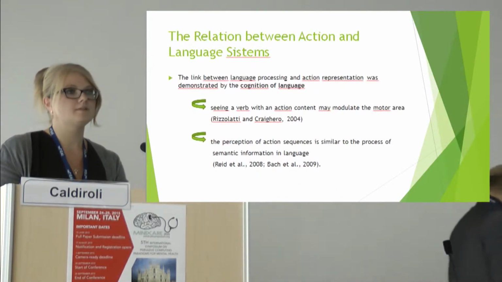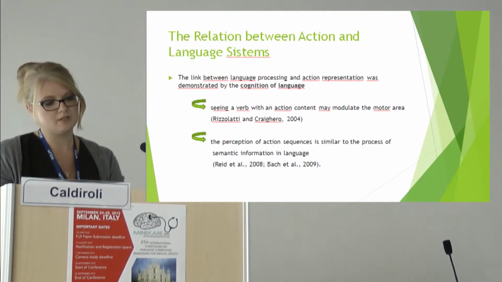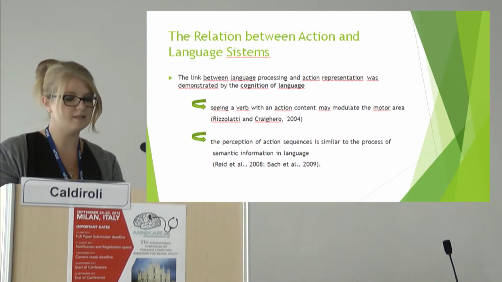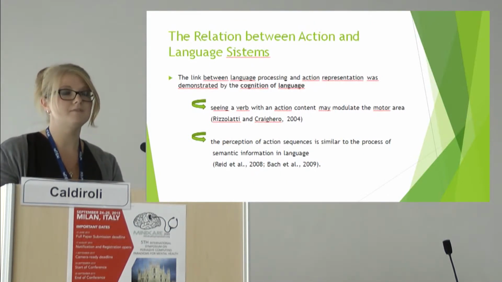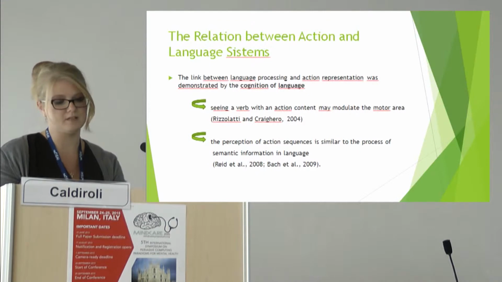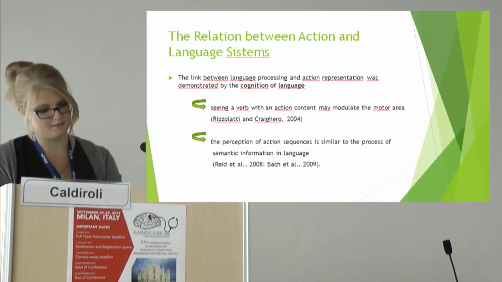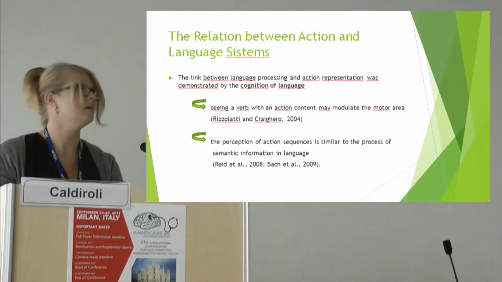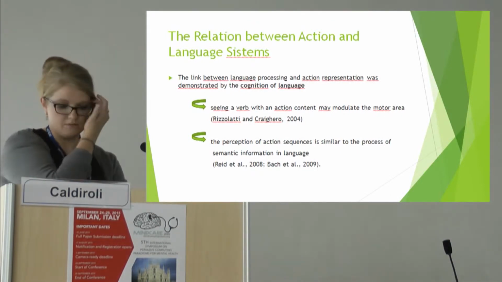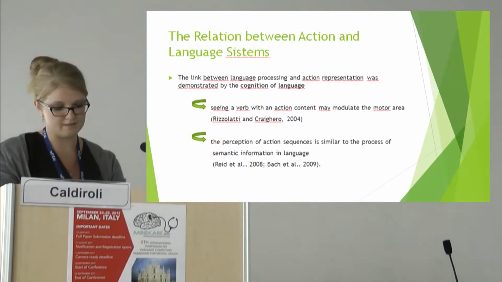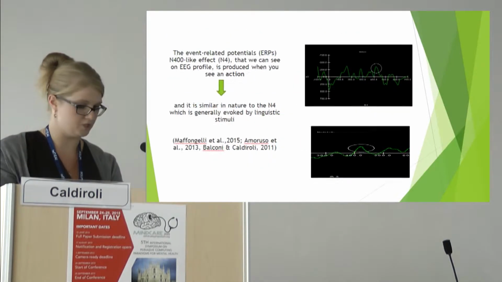We can start with the relation between action and language systems, and the link was confirmed by the cognition of language. In fact, if you see a verb with an action content, it may modulate the motor area. And in the same way, the perception of action sequencing is similar to the process of semantic information in language.